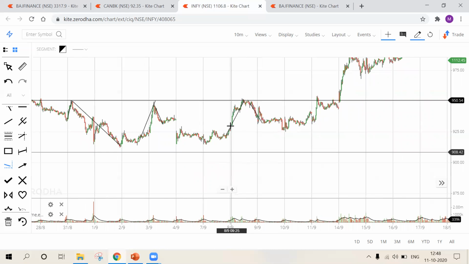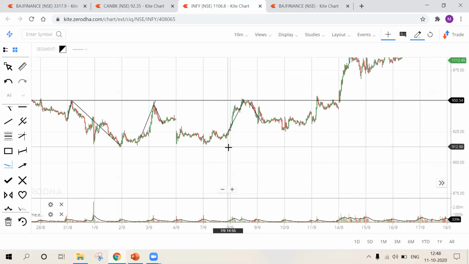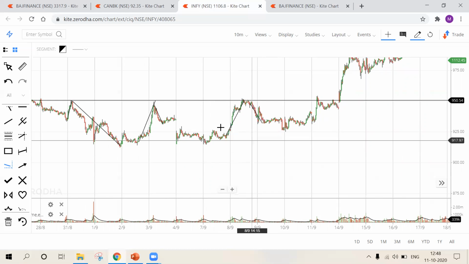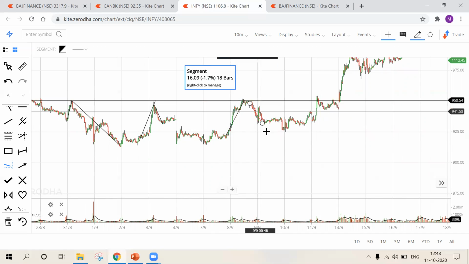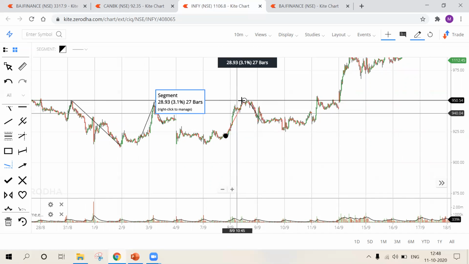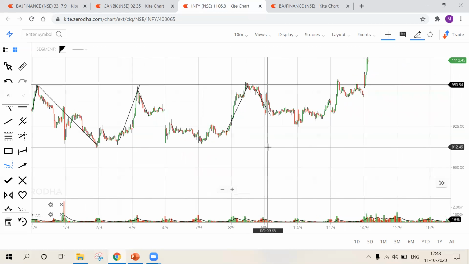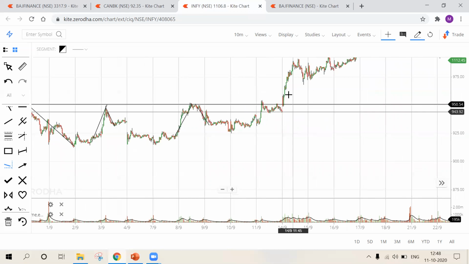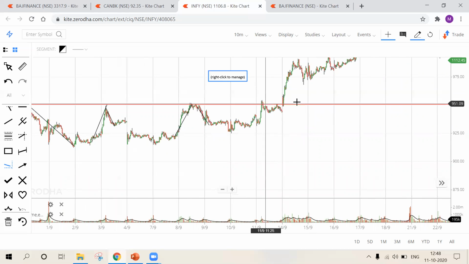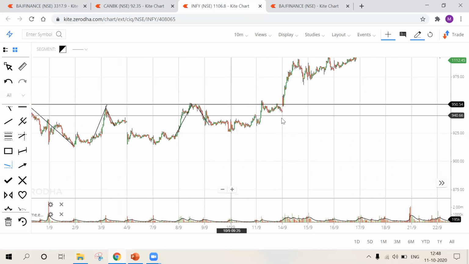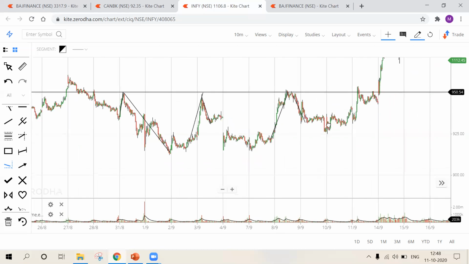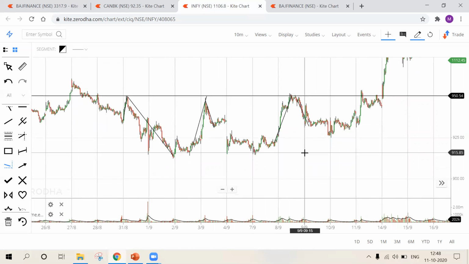I repeat, at a resistance point, sellers come to the market and try to push the price downward. The price bounces back downward because of high selling pressure. And this is a breakout scenario. I'll explain all these things in upcoming sessions, so let's stick to today's topic only, which is support and resistance.